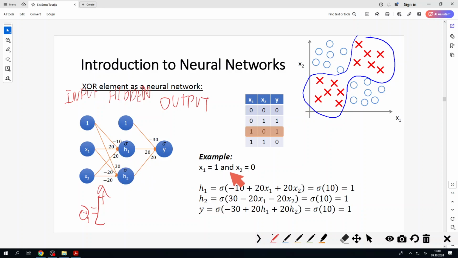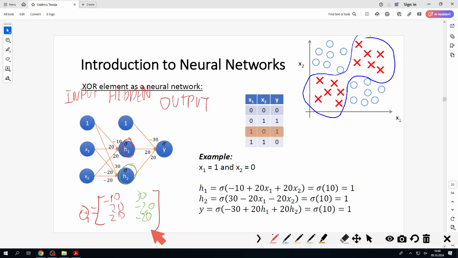So for the hypothesis 1 matrix, we are going to have theta 0 equal to minus 10, theta 1 equal to 20, and theta 2 equal to 20. That is for hypothesis 1. For hypothesis 2, our theta parameters are going to be 30, minus 20, minus 20. And together, all of that produces this theta 1 matrix.